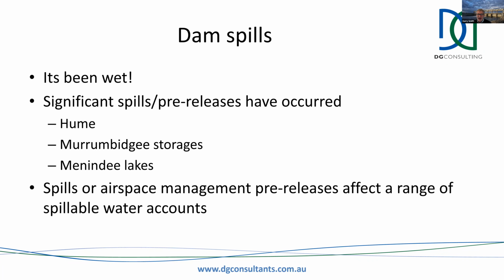So we've been seeing that across Hume, the Murrumbidgee storages, and at the Menindee Lakes for much of the year. All of those storages are currently sitting above 90%. Eildon is at 78%, so that's one to watch during winter and spring. If it continues to climb, we might be seeing some pre-release and spill activity at Eildon.